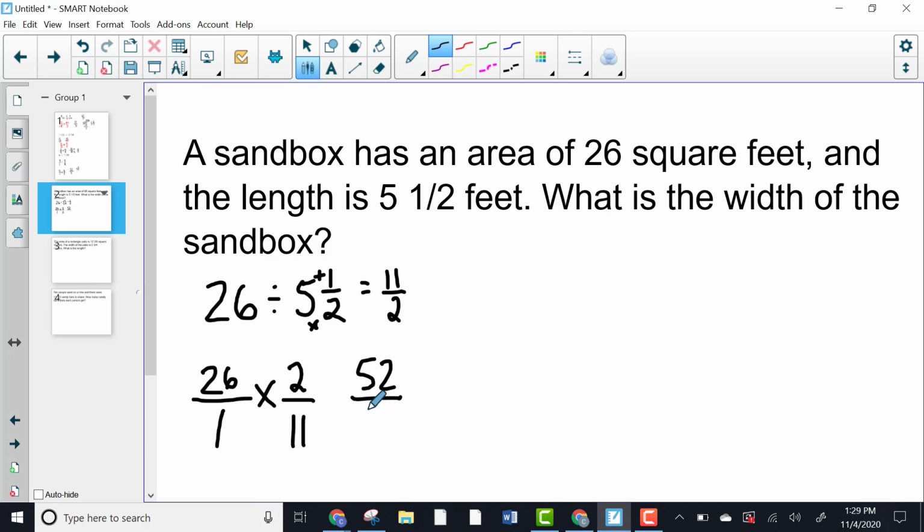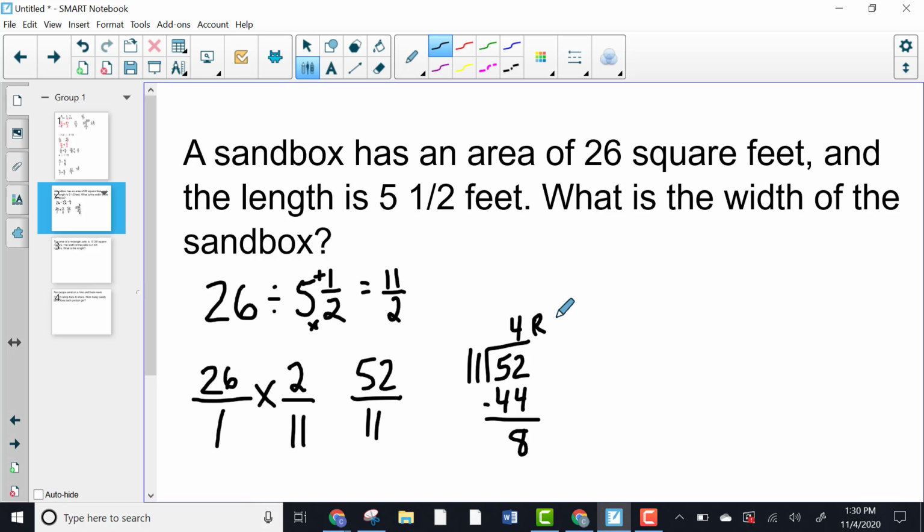1 times 11 is 11. Not too hard there. Now we're going to take that improper fraction and make it into a mixed number. So we have 11 into 52, which is going to go 4 times. 4 times 11 is 44. 52 minus 44 is 8.